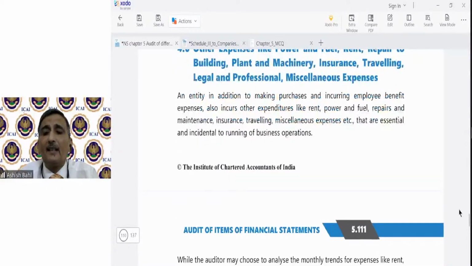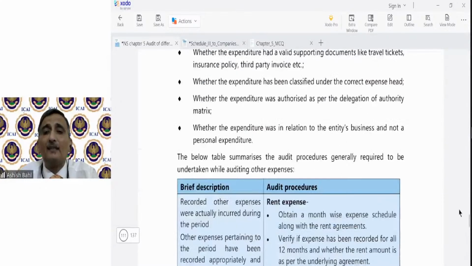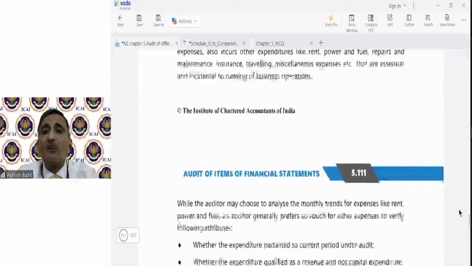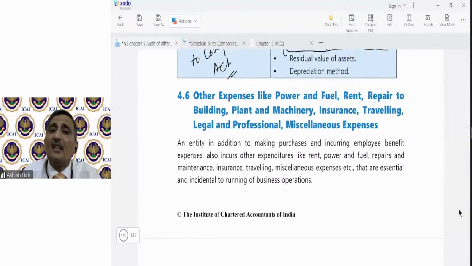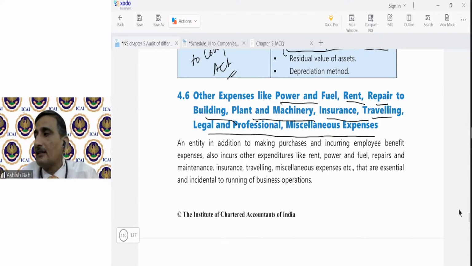So other expenses, now few other expenses are given, students. We are not going to waste time on these expenses. These are fairly general. Power and fuel, rent, repair to building, plant, insurance, traveling, legal, professional, miscellaneous expenses. So all the usual stuff, all the general procedures which you can think of, these apply here. Like in case of power and fuel, what you are going to verify? You would see electricity bills. You would see that all bills for 12 months have been accounted for.